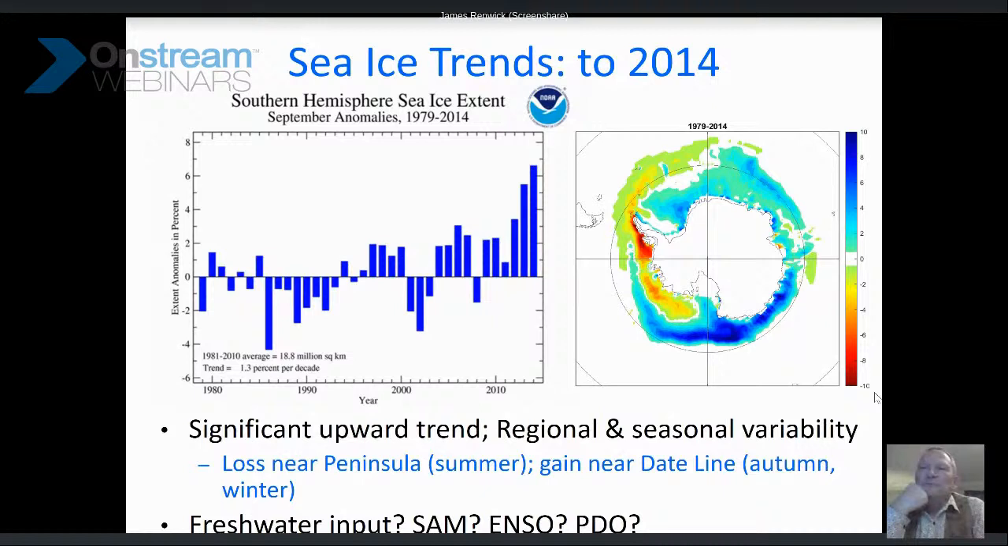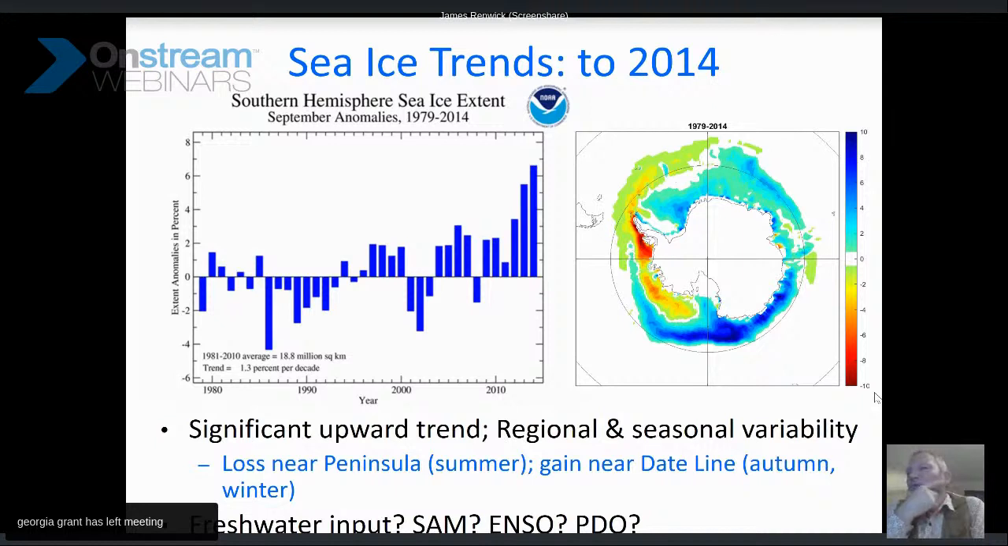And actually, I got a bit of funding. I put a proposal in 2014, and the bottom line of the proposal was, well, why is sea ice extending? And why is it growing? And you know, give me some money and I'll find out. And part of the story is this plot on the right-hand side.